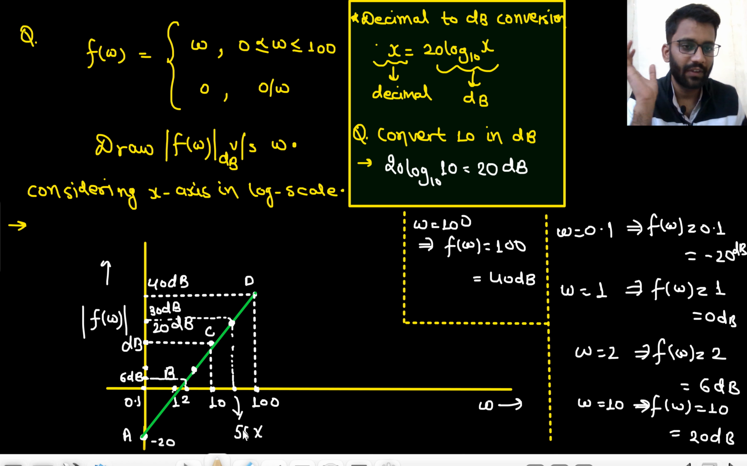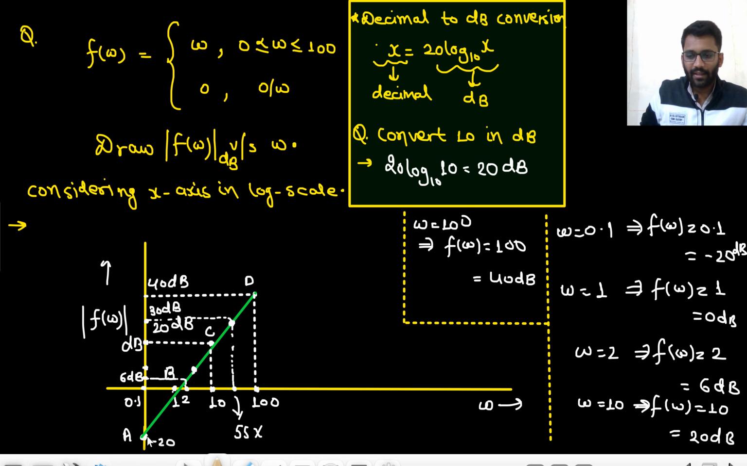So this point is certainly not 55. You have to find it. How will you find it? That we will see. Now, my task is to find the slope of this line. The slope of AB will be equal to the slope of BC, equal to the slope of CD, equal to the slope of AD, that I can guarantee, because this is a linear graph. What is slope? How much it is inclined. So AB is inclined the same as BC, the same as CD. So the AD line is inclined the same as AB, BC and CD.